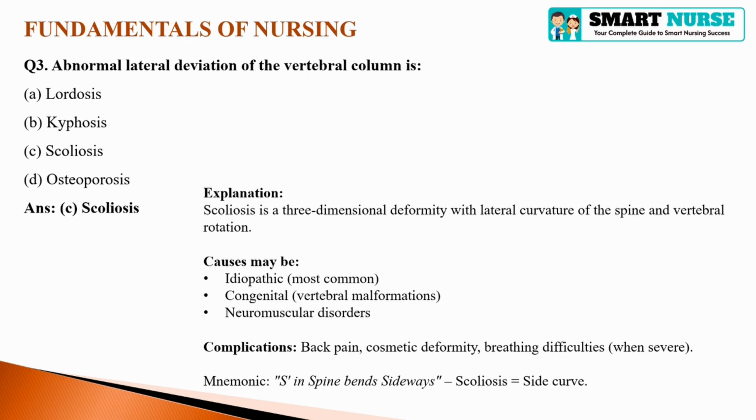So among these four options, the only correct answer is scoliosis, because the abnormal lateral deviation of the vertebra is scoliosis only, seen as lateral curvature of the spinal column and vertebral rotations only. There are many causes, sometimes idiopathic with unknown cause, congenital also maybe, and sometimes neuromuscular disorders also. So these are all the causes for scoliosis. The abnormal lateral deviation of the vertebral column, the answer is scoliosis.